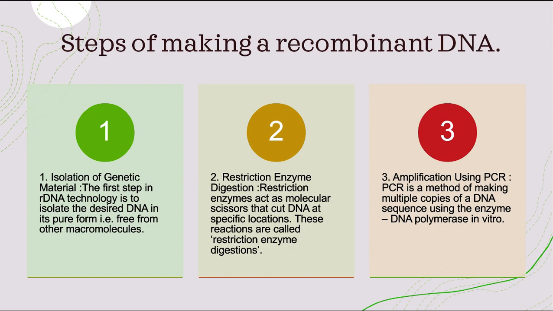Restriction enzymes act as molecular scissors that cut DNA at specific locations. These reactions are called restriction enzyme digestions. Then to step number 3, amplification using PCR. PCR is a method of making multiple copies of a DNA sequence using the enzyme DNA polymerase in vitro.